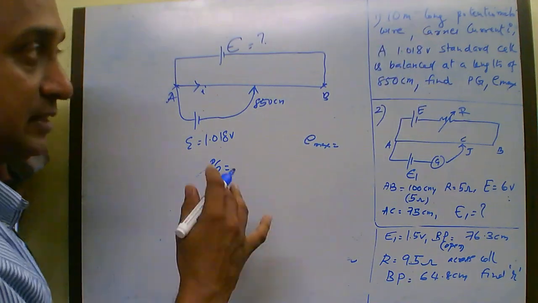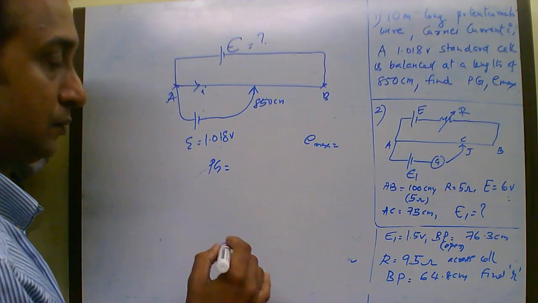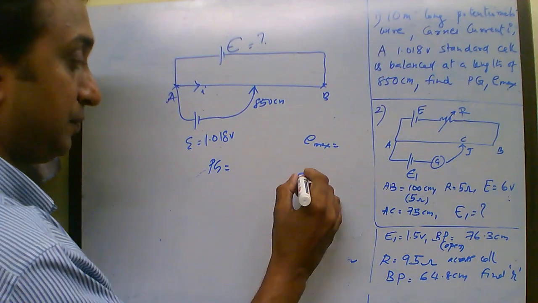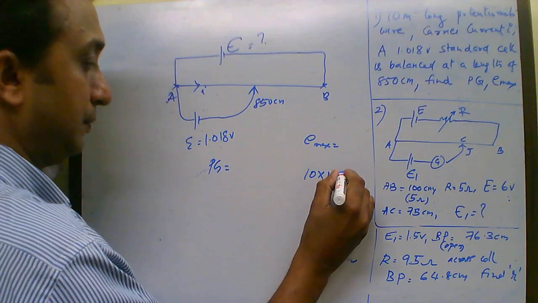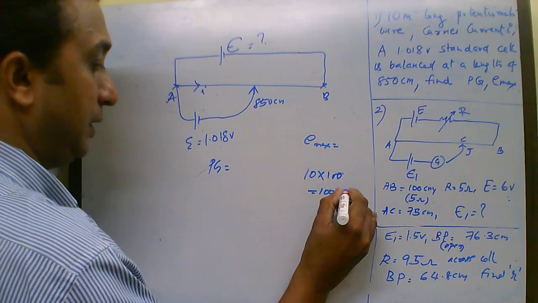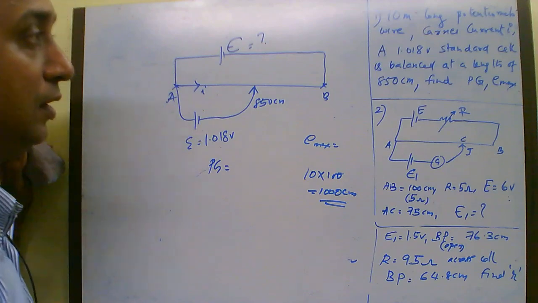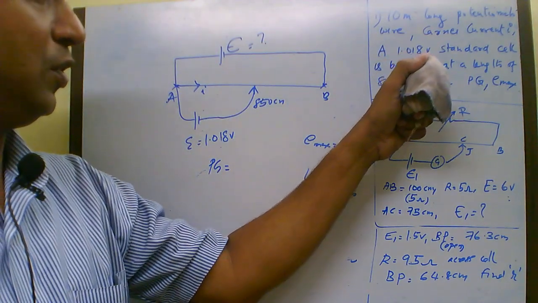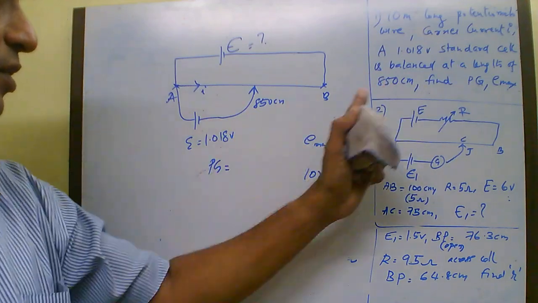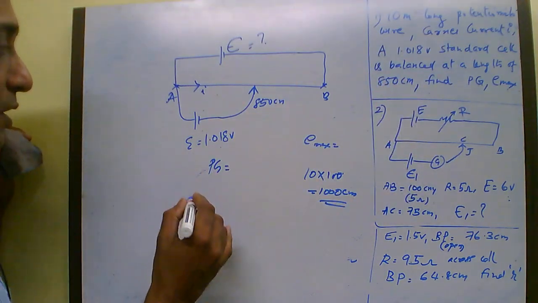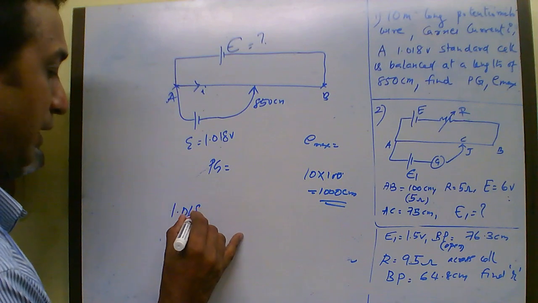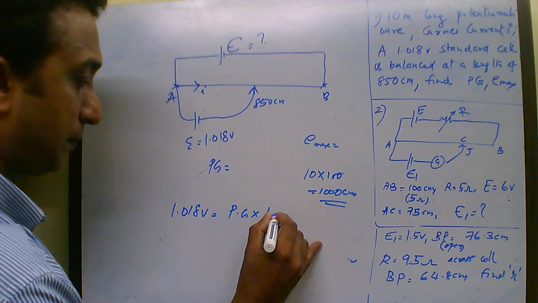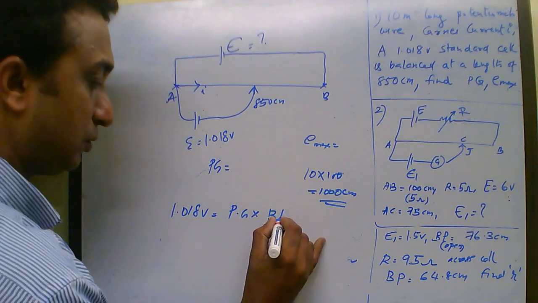Now here it is given, it is a 10-meter long wire. So total length, if you convert it into centimeters, is 10 times 100, so 1000 centimeters. Now a 1.018 volt standard cell is balanced at a length of 850 centimeters. Means what? 1.018 volt is equal to potential gradient multiplied by the balancing length. This is how the equation comes.